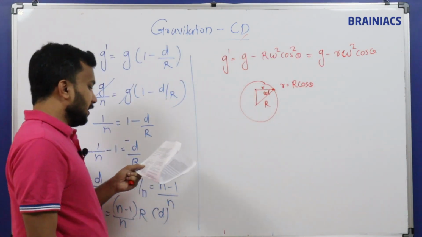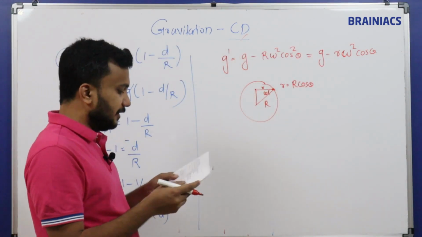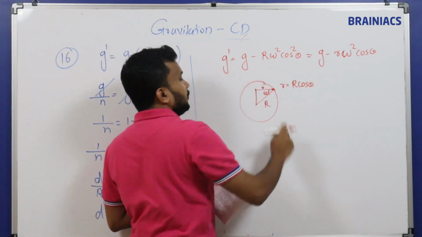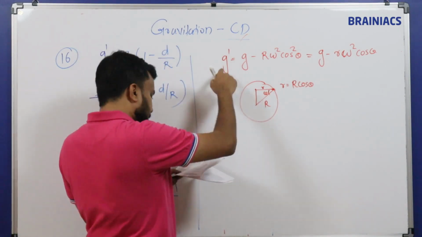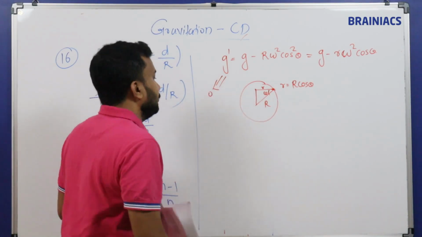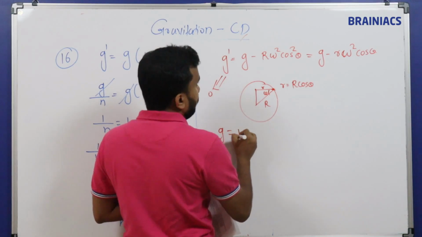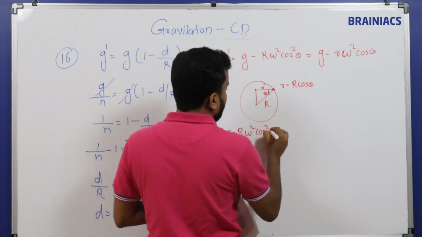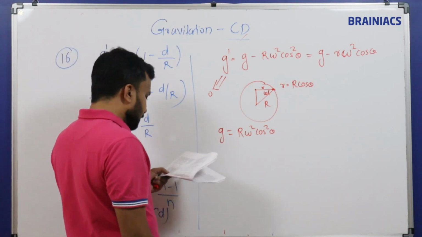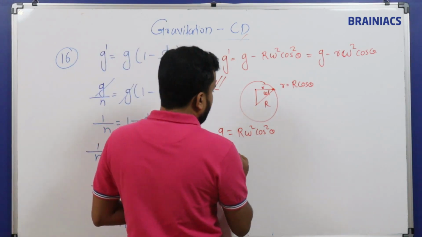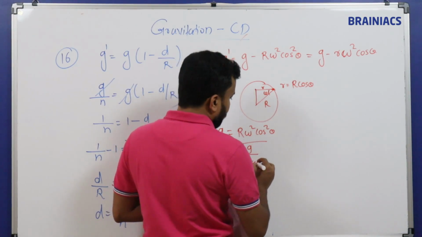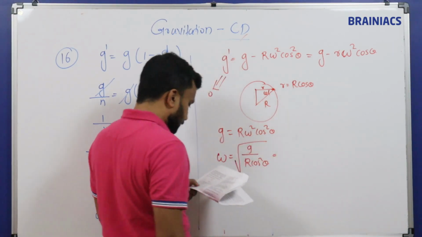The question is about the acceleration due to gravity with respect to the earth, so r is replaced with R cos theta, and we will use this equation. It says the acceleration due to gravity is equal to 0. So g is equal to R omega square cos square theta. Theta is the latitude angle, which is given as 60 degree. What we need to find is omega. So omega is equal to g by R cos square theta, under a root. So omega equals root of g divided by R cos square theta.